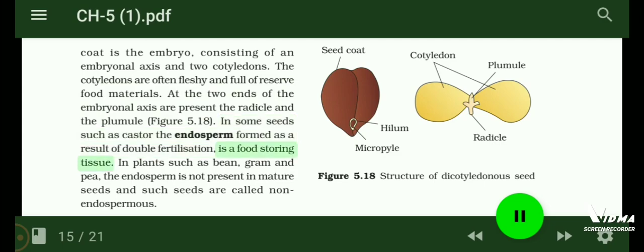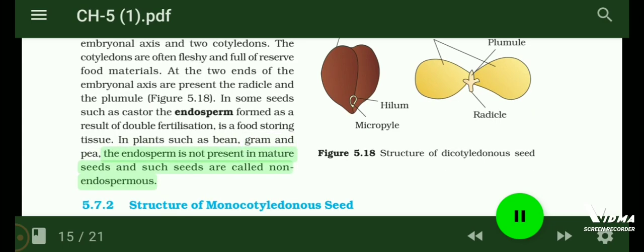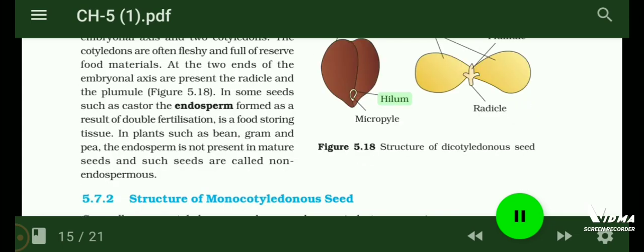tissue. In plants such as bean, gram and pea, the endosperm is not present in mature seeds and such seeds are called non-endospermous. Seed coat. Hilum.